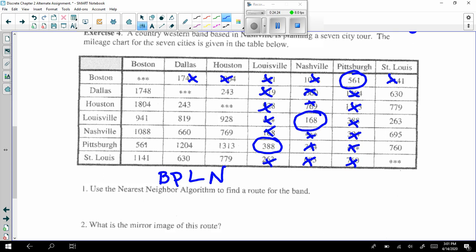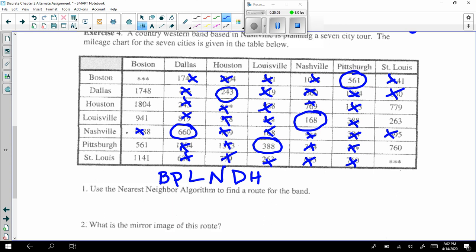So from Nashville, I can go to all these places. So let's see which one's cheaper. That would be $660, right? So we're going to go ahead and get rid of these guys. And we're going to Dallas. All right. Then from Dallas, I don't want to go back to Boston. I want to go to either Houston or St. Louis. So I'm going to go to Houston. All right, so Houston.